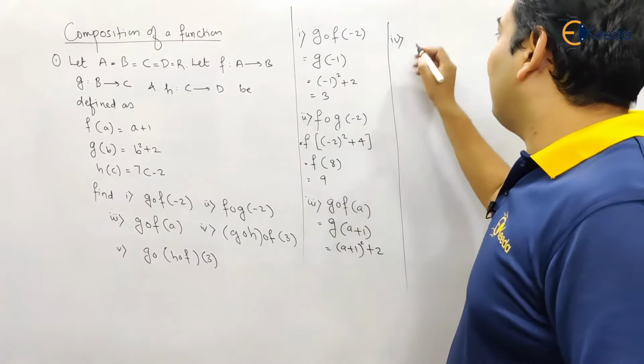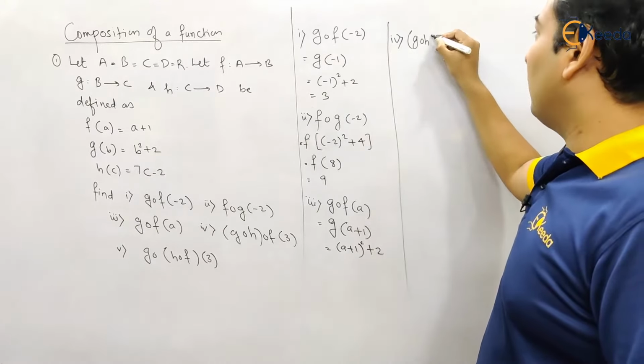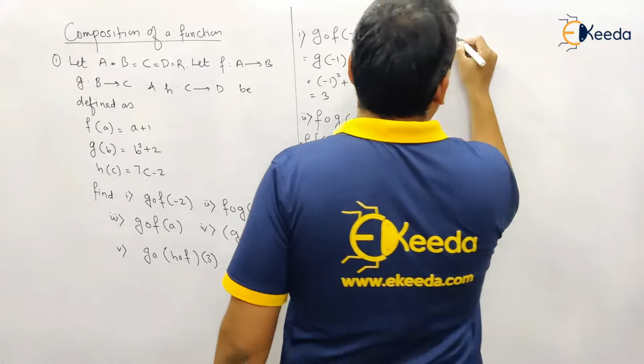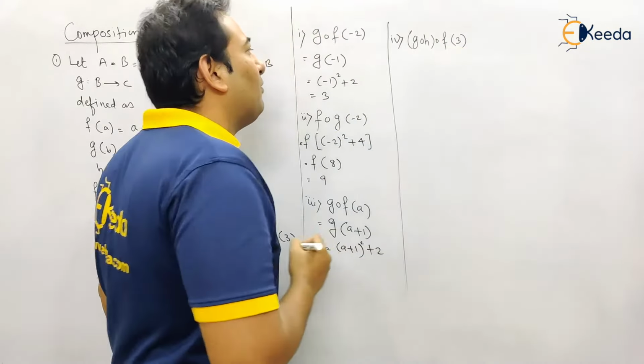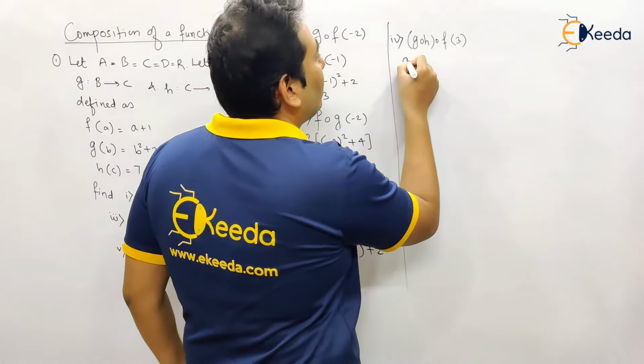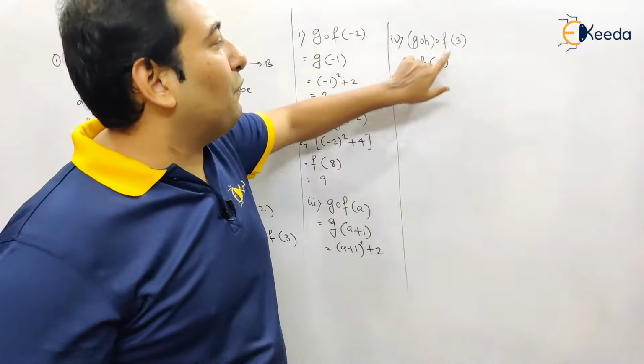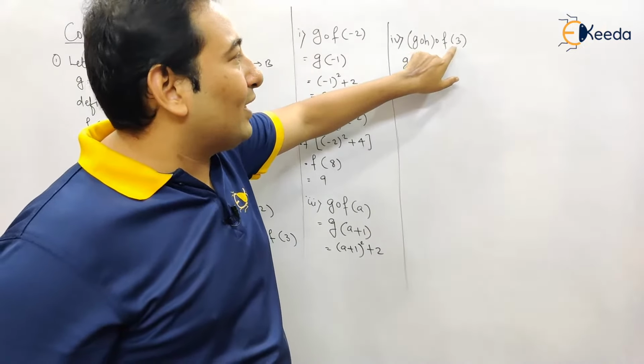So let us evaluate first G of H of F of 3. First of all, F of 3 will be evaluated. In place of A, we're going to put 3. So that will become 4. So that is G of H of 4. We found out F of 3, so that result is 4.